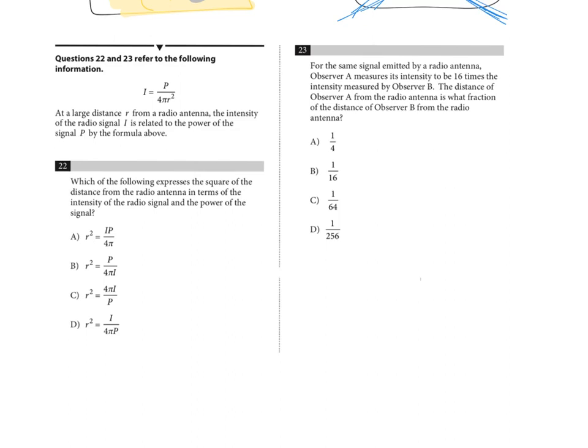Questions 22 and 23 refer to the following information, and here we have an equation, and it says at a large distance r from a radio antenna. So r stands for the distance from the radio antenna. The intensity I of the radio signal, so I is the intensity, is related to the power, so letter P stands for the power. And we're given this equation, I equals P over 4 pi r squared. And the question says, which of the following expresses the square of the distance from the radio antenna in terms of the intensity of the radio signal and the power of the signal?